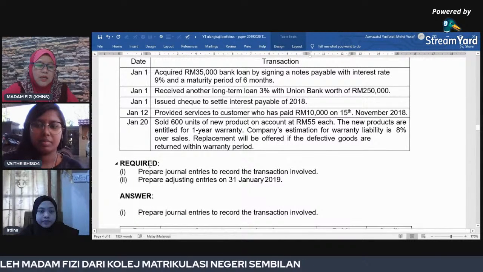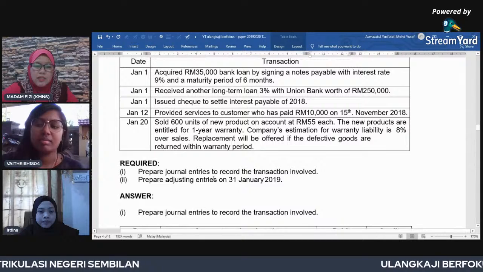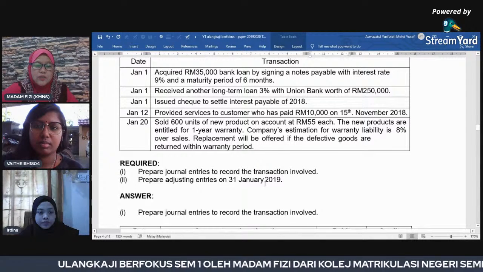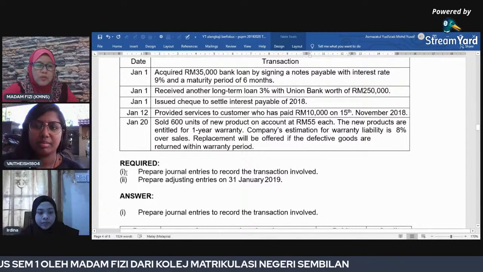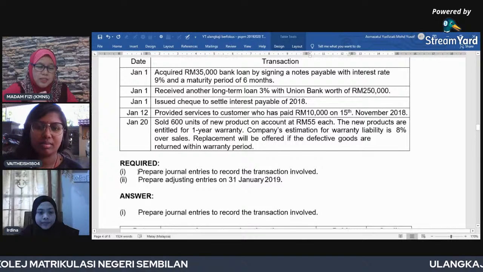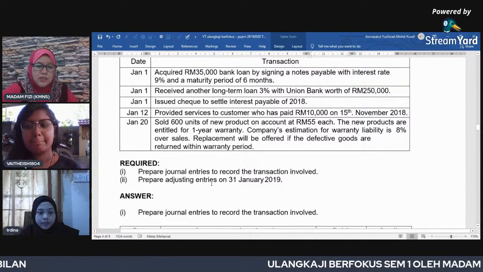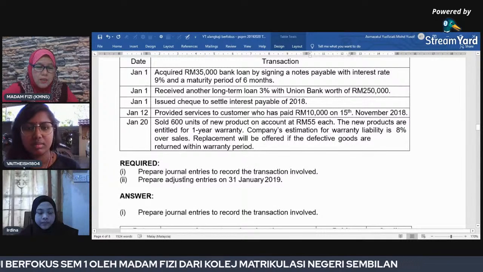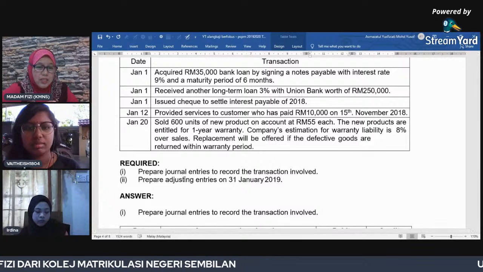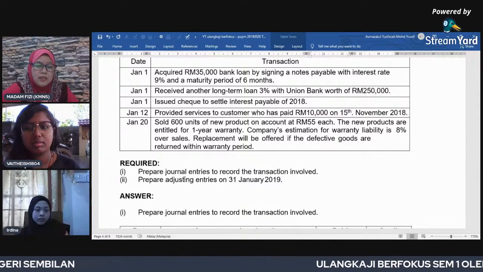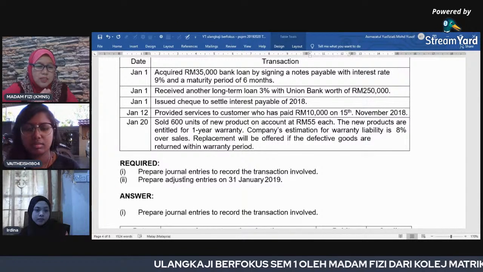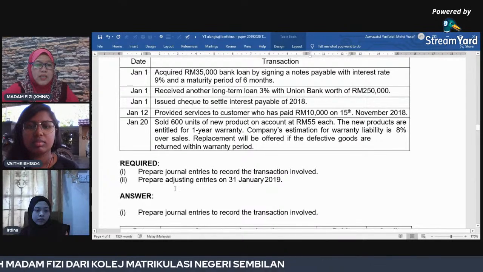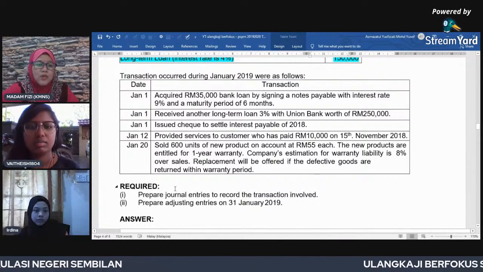The requirement asks you to 1 Roman, prepare journal entries to record the transaction involved, and 2 Roman is to prepare adjusting entries on 31st January 2019. So for 1 Roman, you have to go one by one at the transaction. And for 2 Roman, prepare adjusting entries. What does it mean by prepare adjusting entries? If the question is about non-current asset, the adjusting entries is depreciation expenses. And this question is about liabilities, right? So, the adjusting entries is apa? Is the interest expenses.